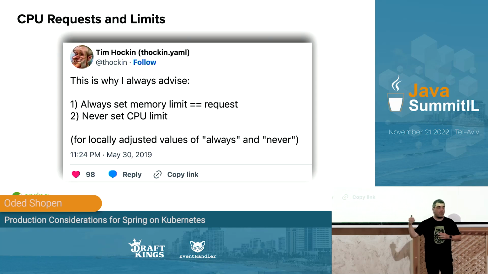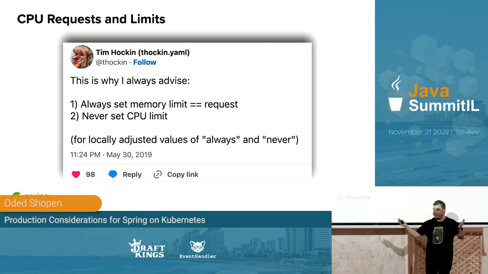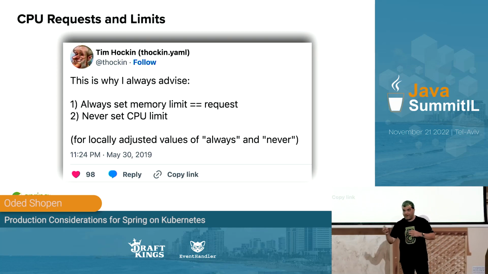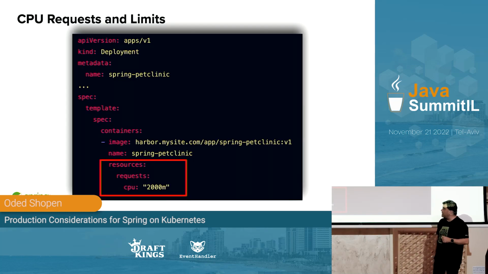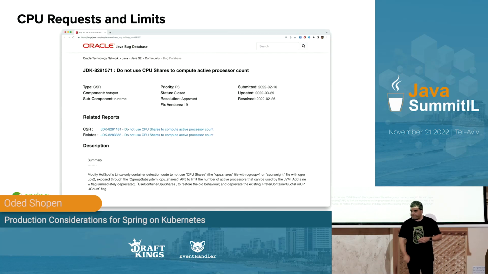Asterisk here, if you're using things like Google Autopilot, they will always set the limits for you, no matter what you define in your deployment. So there are some caveats here based on your managed Kubernetes environment that you have to check. This might change in the future based on some responses on Twitter. So just set your CPU request to, like here, 2,000 millicores or 2 vCPU, and you're good to go.